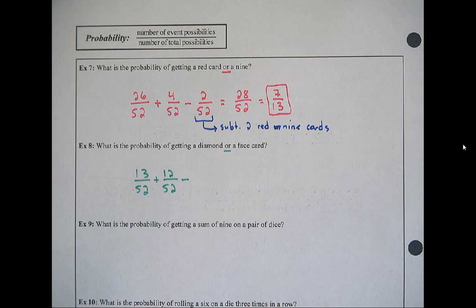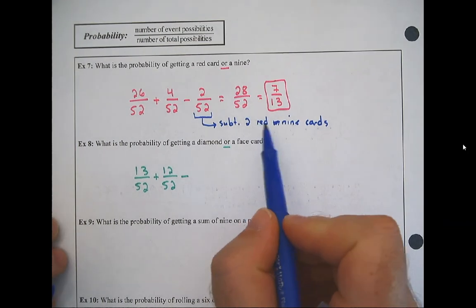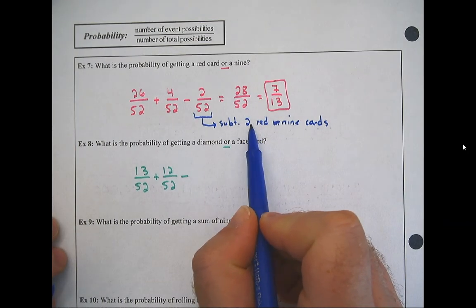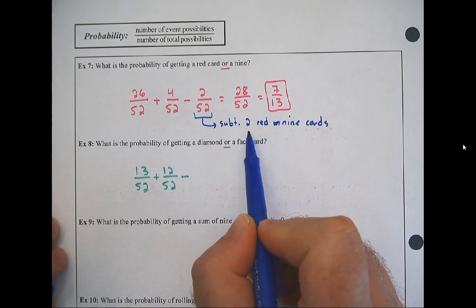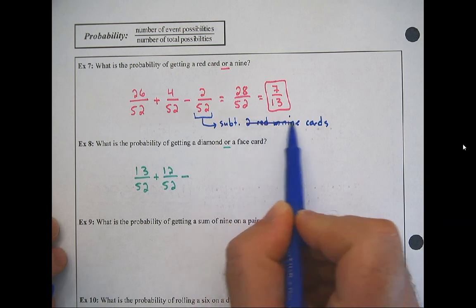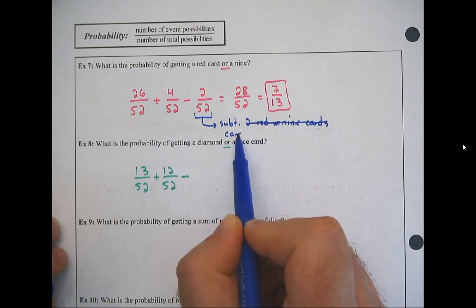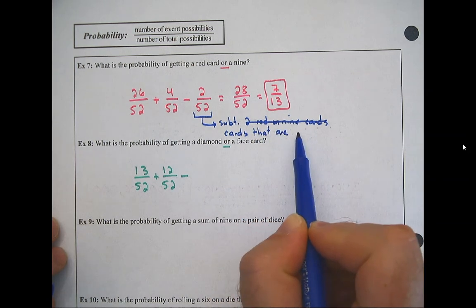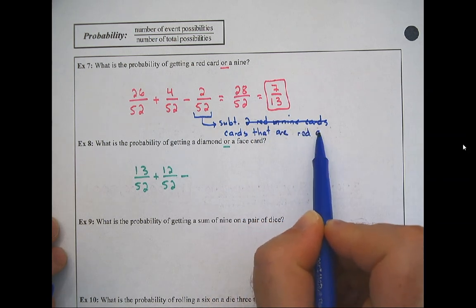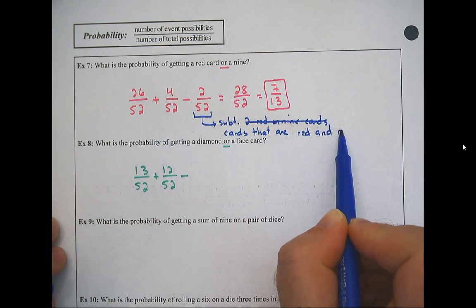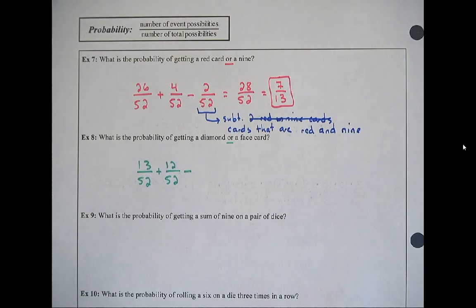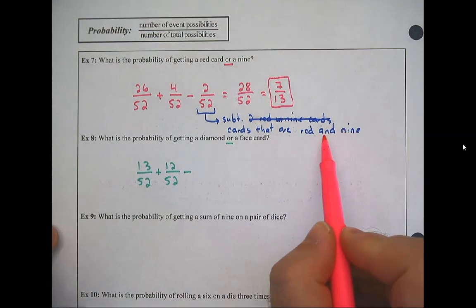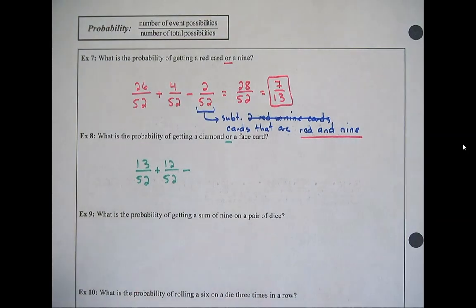So is there anything that is a diamond and a face card? Subtract the cards that are both. The cards that are counted twice, you've got to subtract that off.